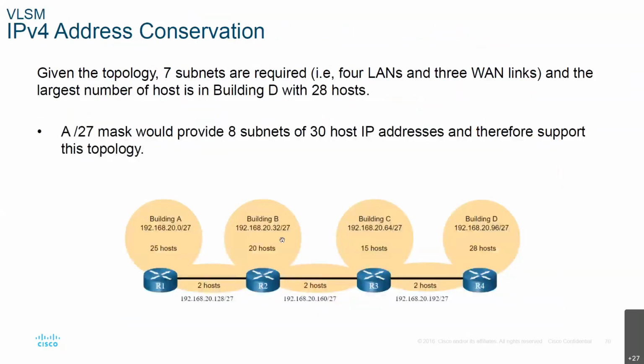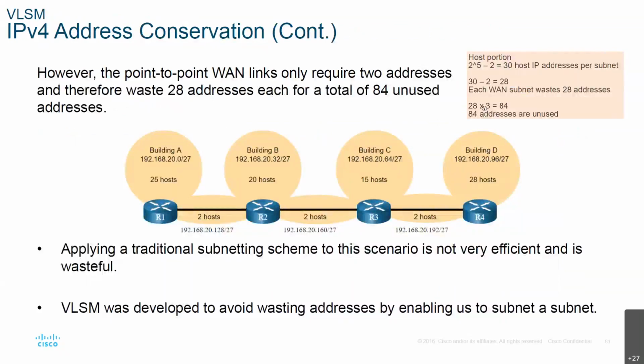The issue is 30 devices here makes sense. Here, 5 are wasted. Here, 10 are wasted. Here, 15 are wasted. Here, only 2 are wasted. No worries. But here, only 2 hosts. That means router to router connection. Only 2 hosts. So these 3 networks, you'll be wasting 28 addresses. So 28 times 3, 84 addresses are unused.